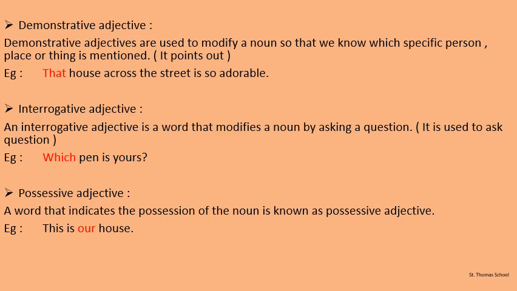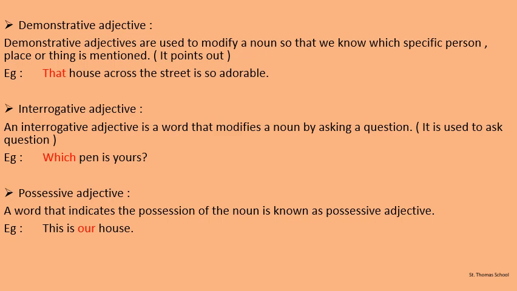Next type is demonstrative adjectives. So demonstrative adjectives are used to modify a noun so that we know which specific person, place or thing is mentioned. So usually we use a demonstrative adjective to point out something. So when we talk about a particular thing, or to point something out specifically about a person, place or thing, at that time we use a demonstrative adjective.